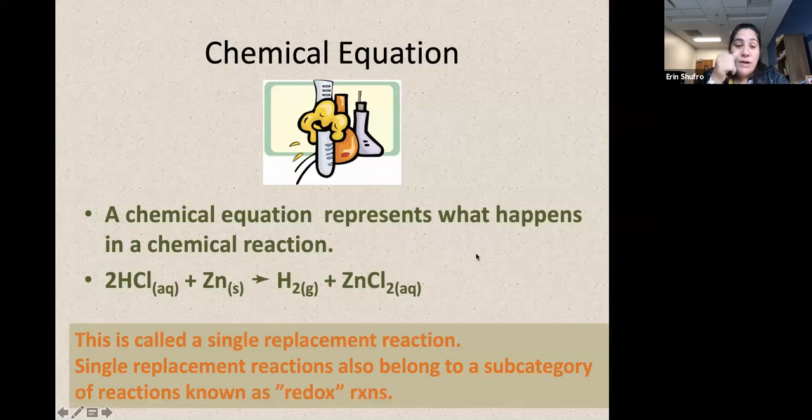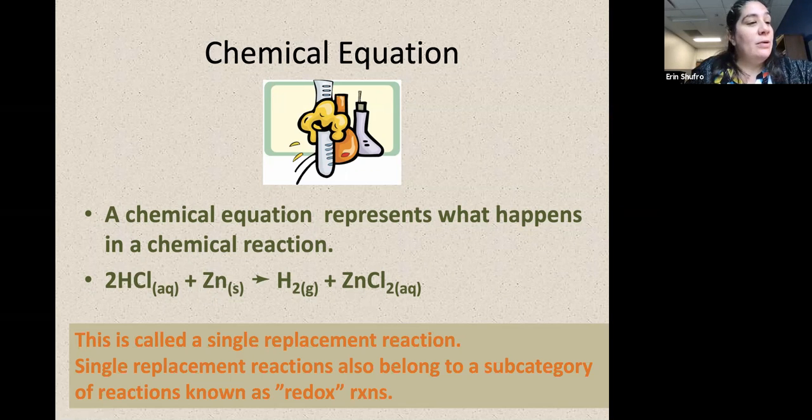Okay, this type of reaction is called a single replacement reaction. And the reason it's called a single replacement reaction is because one single thing is replacing something else. So in this case, we have a hydrogen bonded to a chlorine and a zinc atom by itself. After my reaction, the zinc has replaced the hydrogen. So I now get zinc chloride instead of hydrogen chloride. So my zinc has replaced the hydrogen. Okay, so again, we're talking about a rearrangement of bonds.